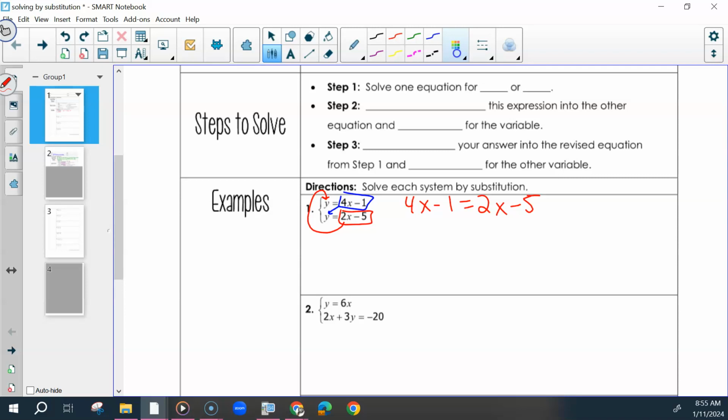Would you subtract 4x to the other side? You could do that. There are different options. So if we subtract 4x and then we have to add 5, we have 4 equals negative 2x. And you could divide everything by negative 3.